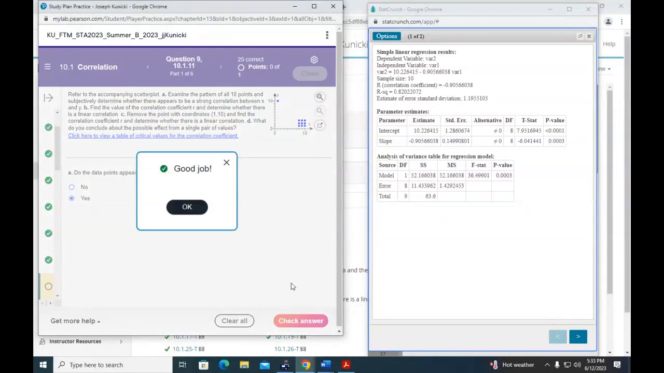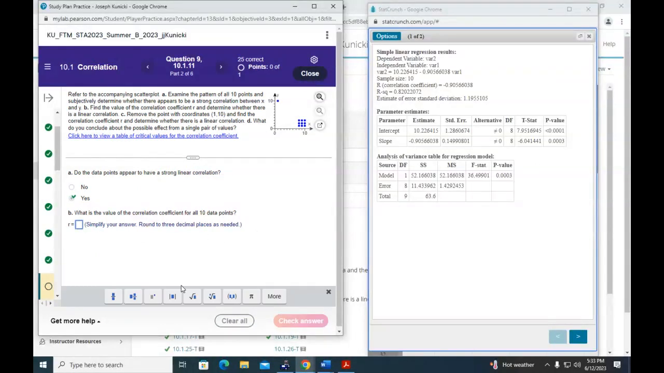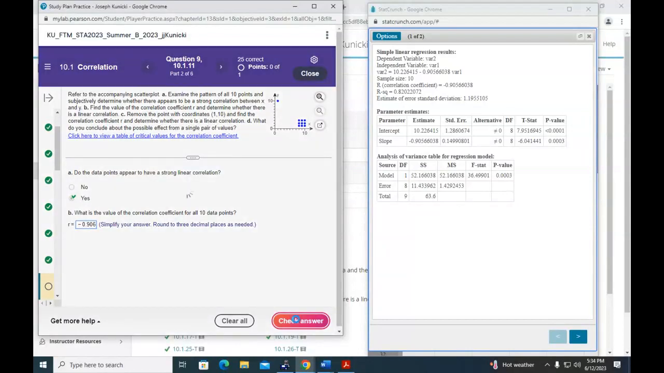Numerically, it's yes. Okay? Now they're going to ask, what is the value of the correlation coefficient? They're asking us, so we tell it, minus 0.906. Okay, we got it right.